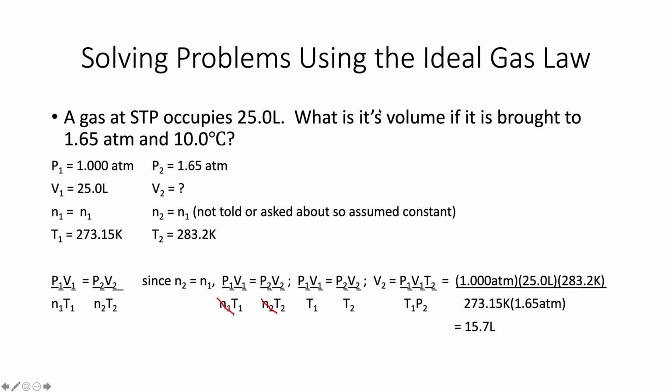Now, you notice nothing is said about the number of moles in here. So we have no choice but to assume that the number of moles is not changing. So we'll call the number of moles in 1, 1, but that means N2 is N1.